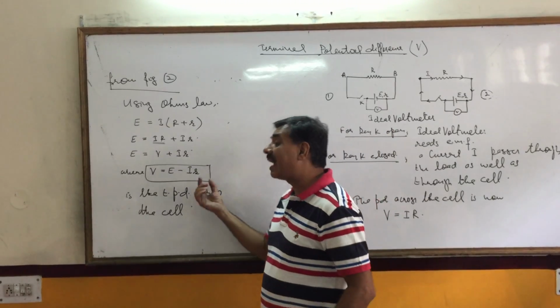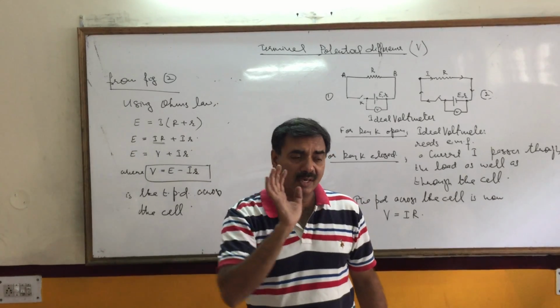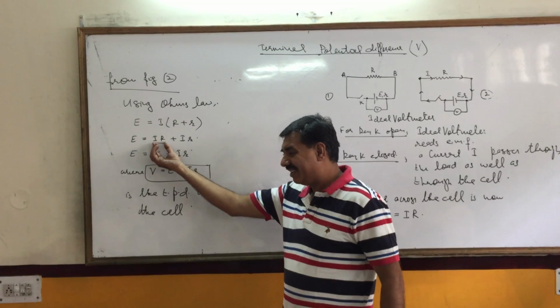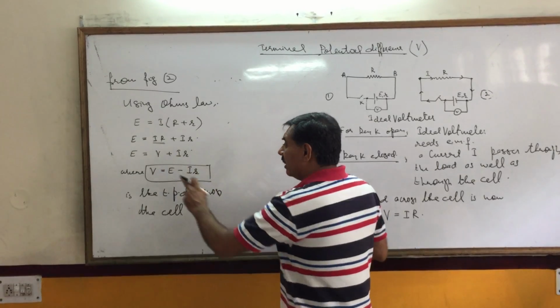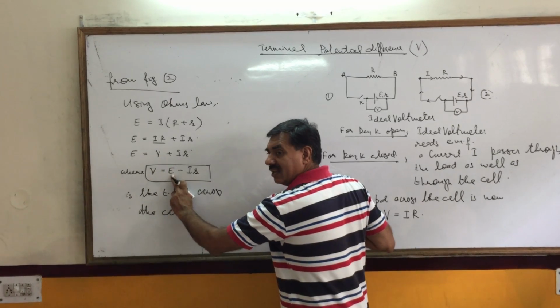Actually, you will become so mechanical with V is equal to E minus IR that it will be completely out of your mind that it is also equal to I into big R. Substituting works here. Clearly, terminal potential difference is less than the EMF of the cell.